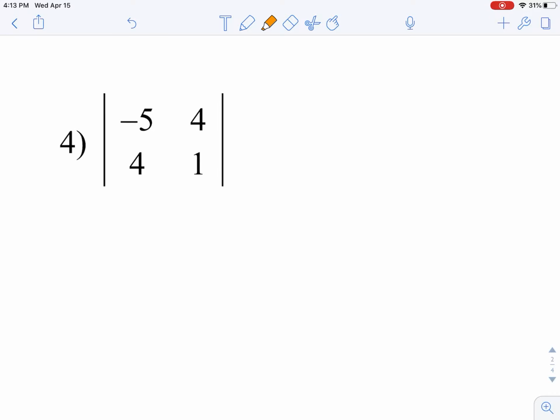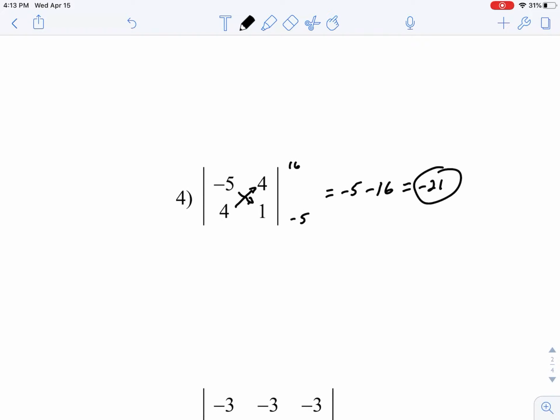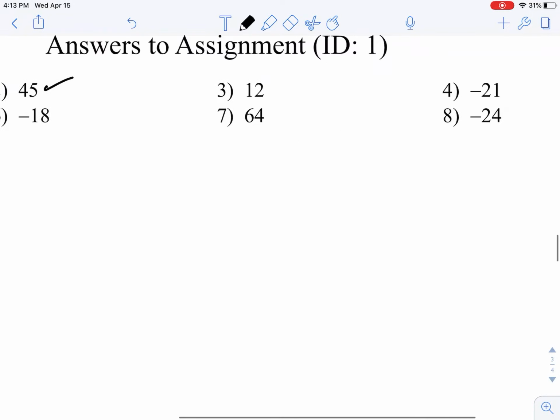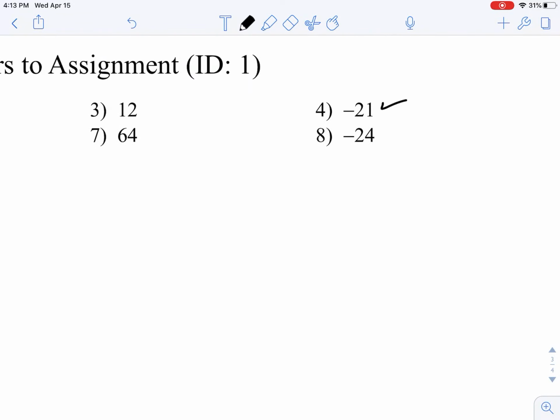Okay, so number 4. Find the determinant. Multiply downward. -5 times 1 is -5. Multiply upward. 4 times 4 is 16. The determinant is -5 minus 16, bottom minus top, and that works out to be -21. So number 4, negative 21.